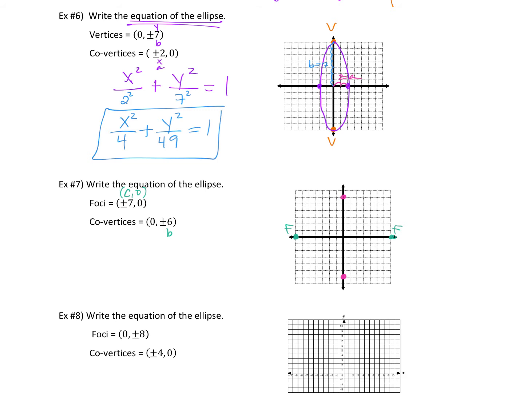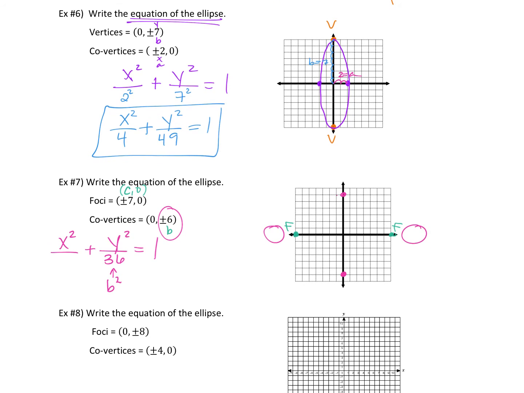We don't have our vertices right now. But if we're writing an equation, we know it's going to be x squared over something plus y squared over something equals 1, and we just said we know our b. Our b value is 6, which means our b squared, which will go right here, is 36. But we don't know our a value. Our a value is going to be somewhere around here because our ellipse is going to look something like that. Oh, my freehanding right now is fantastic.